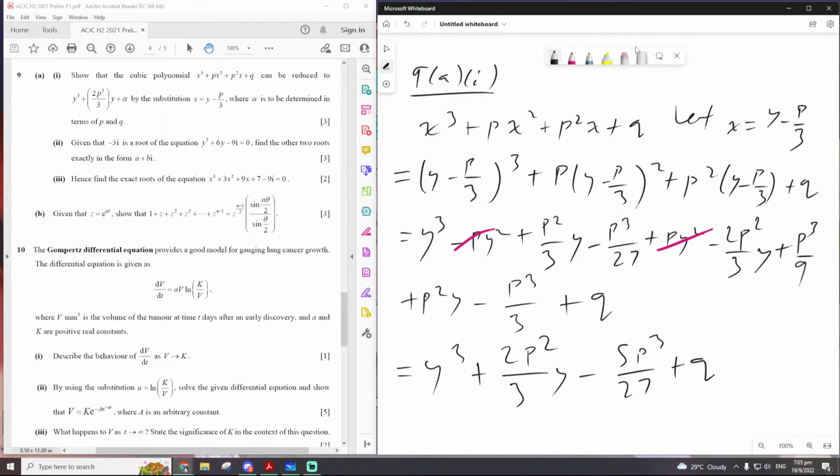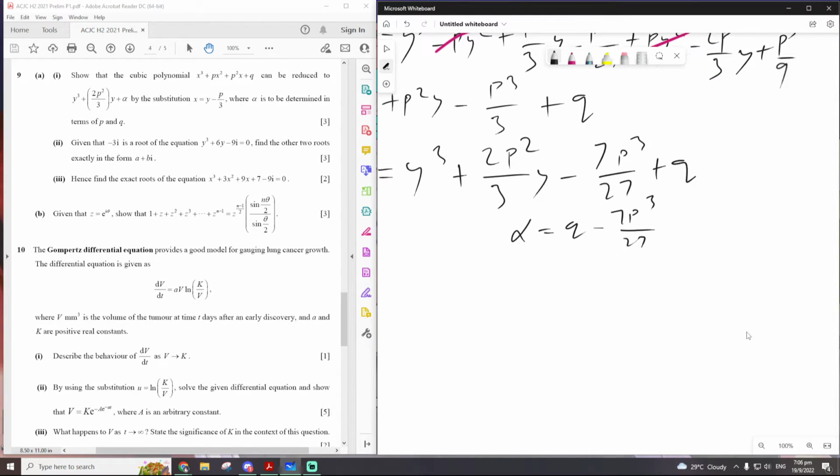No, not 5, sorry. I think it's 7. Because it was 2 minus 9, yeah, 7, sorry. Okay. So your alpha is q minus 7p cubed divided by 27. Alright? Given that minus 3i is a root, find the other two roots.